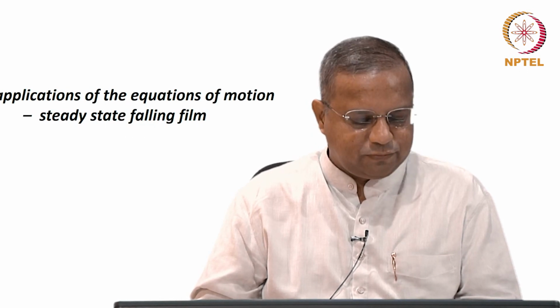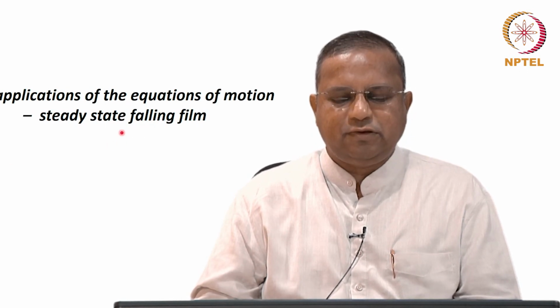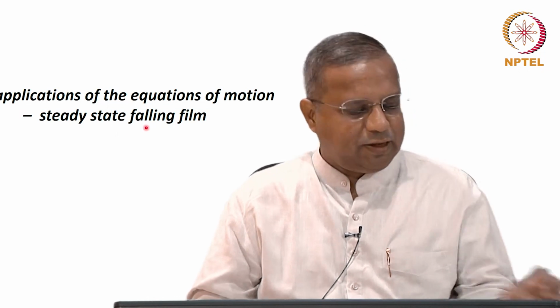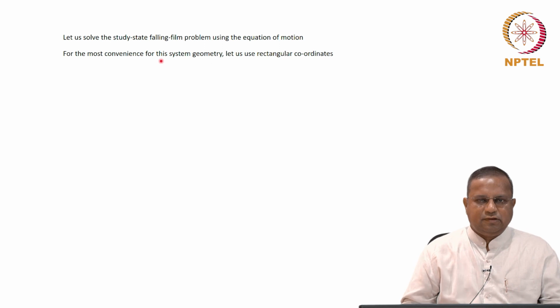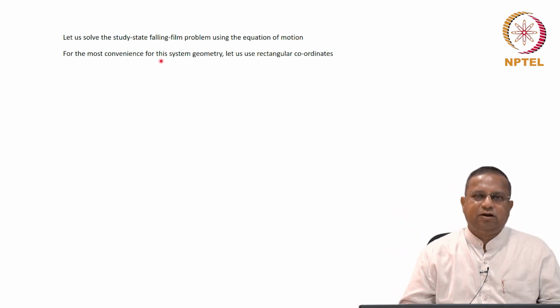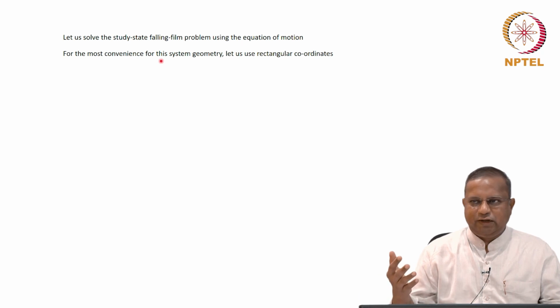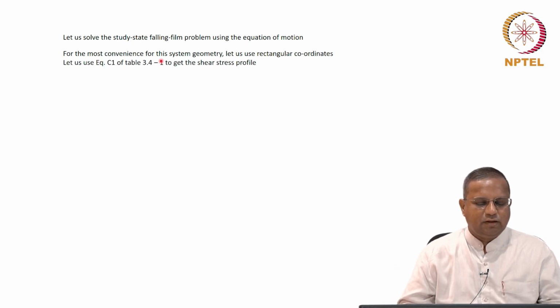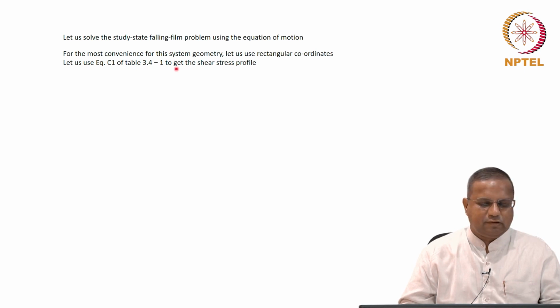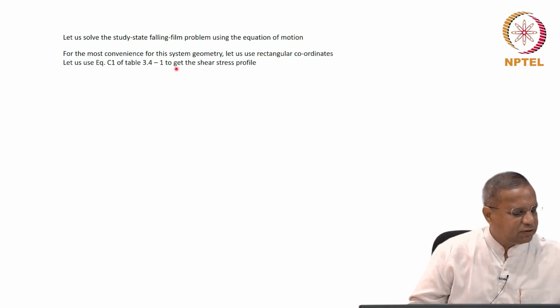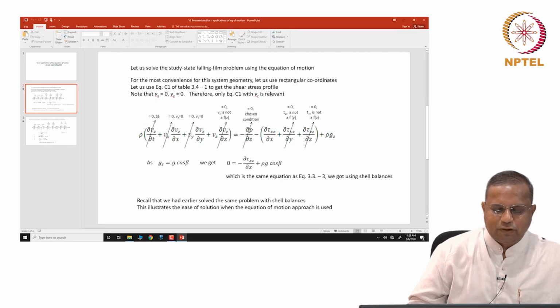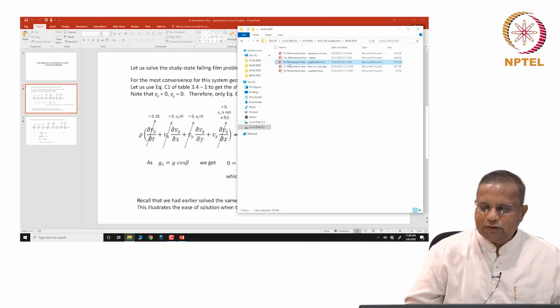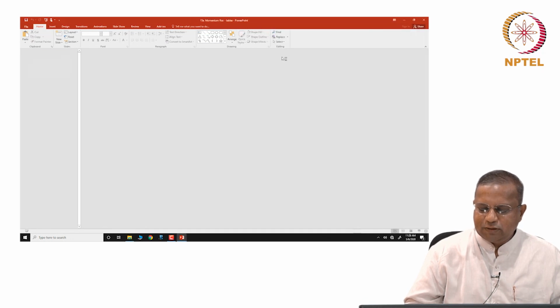So, some applications of the equation of motion, first to the same situation, the steady state falling film case. The geometry here is the rectangular Cartesian coordinates geometry, right? That is quite easy to see. So, let us use equation C1 of table 3.4-1 to get the shear stress profile. What is equation 3.4-1? I think I'll need to open up that equation again.